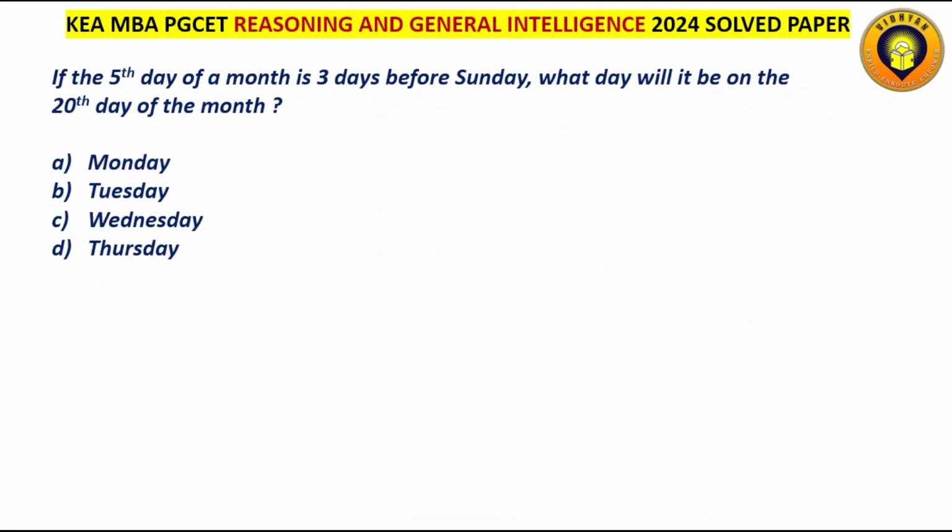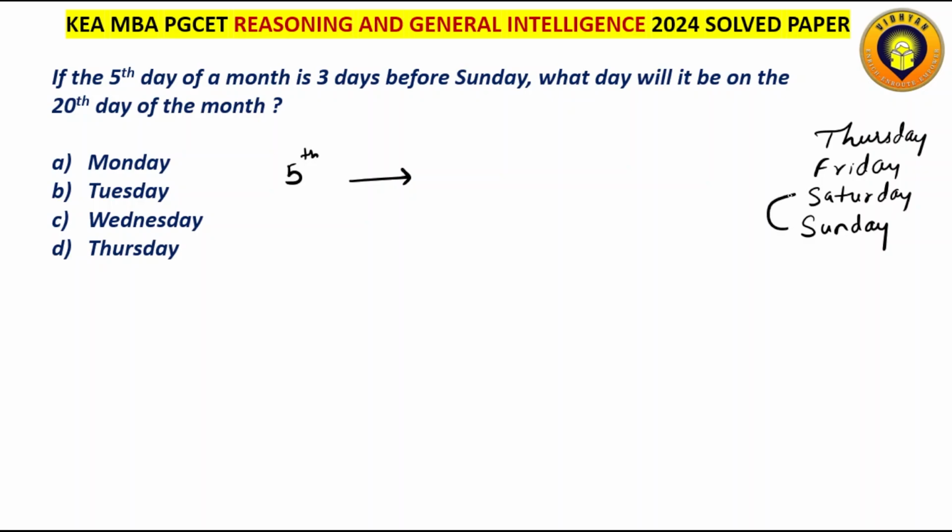If the 5th day of a month is 3 days before Sunday, what day will it be on the 20th day of the month? So the 5th day of a month is 3 days before Sunday. Before Sunday, it is Saturday, Friday, Thursday, right? So 3 days before Sunday means 1, 2, 3. So the 5th day of the month is Thursday.